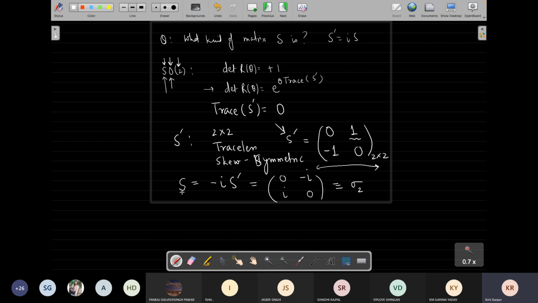Okay, come back. What kind of matrix will S be if S prime is symmetric? That is easy, right? I mean, you can do something quickly. You know Pauli spin matrices now.